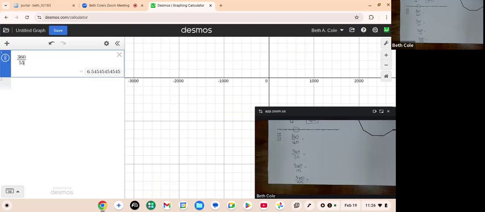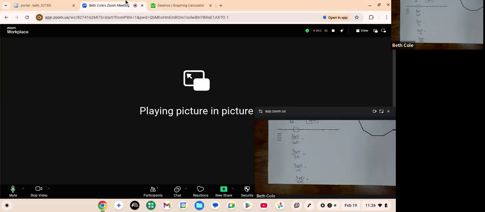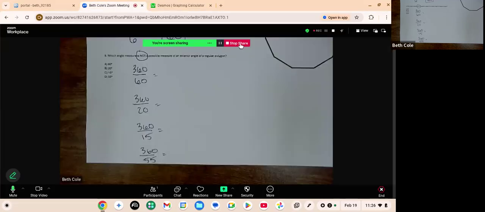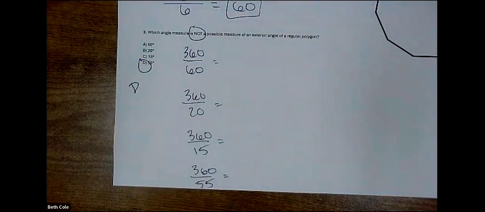Can you have a shape with 6.5 sides? No, that doesn't make any sense. You can't have a decimal point of a number of sides, okay? So the one that does not work is the one that comes out to a decimal, because you can't have, like, you can't have 6.5 sides of something. It wouldn't connect. That doesn't even make any sense, all right? So you're picking the one that does not work. I got it.